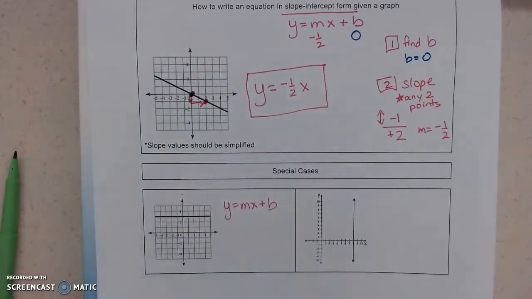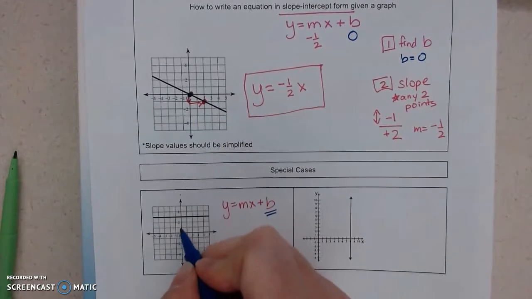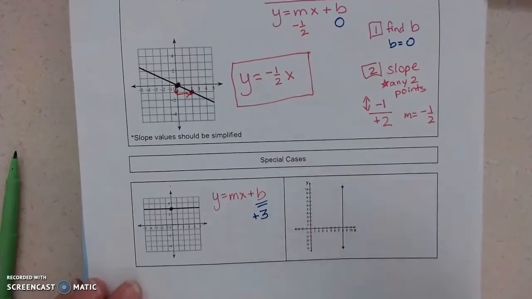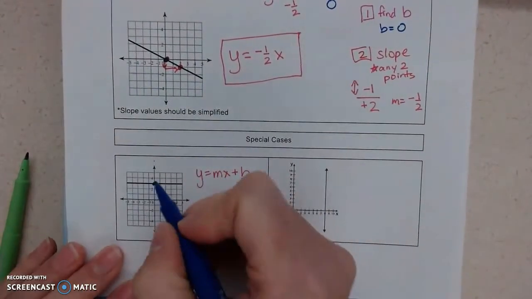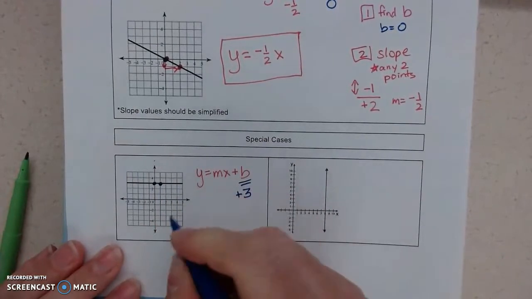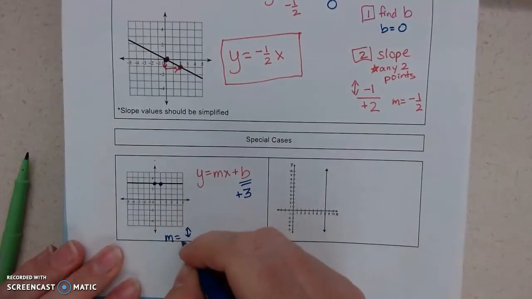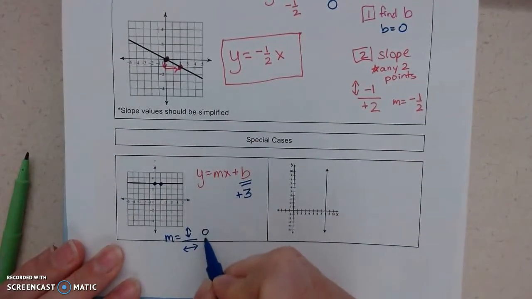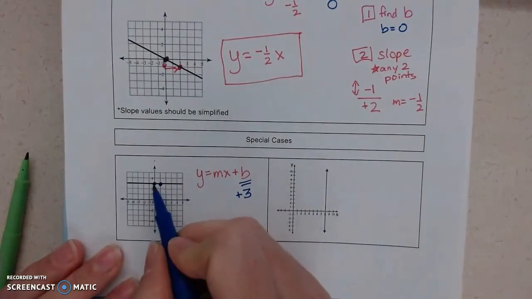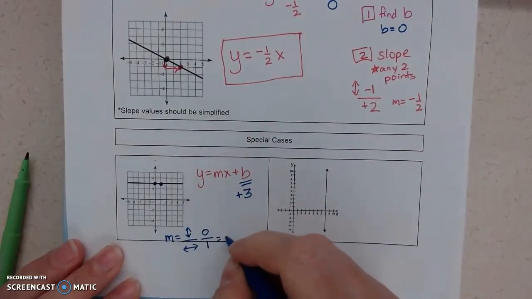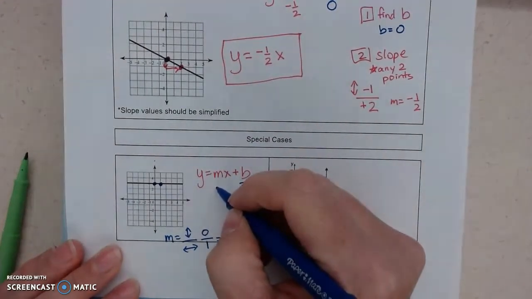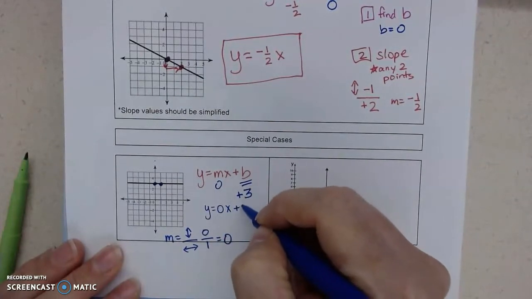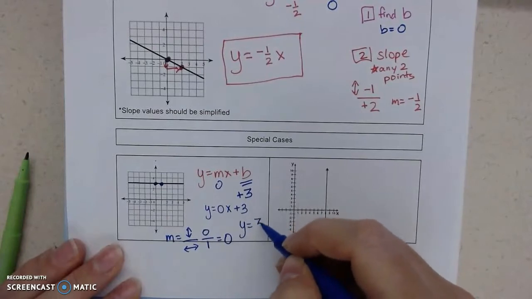So if I find the y-intercept, well, we cross right here at +3. Now our slope, well, I can pick this point and this point. So for our slope, we've got rise over run. So I don't have to go up or down, which means my rise is 0. The run, I went to the right 1 unit, and 0 divided by any number is equal to 0. So our slope is 0. So we get y equals 0x plus 3, which can really be simplified to y equals 3.